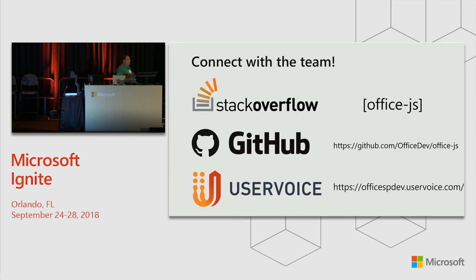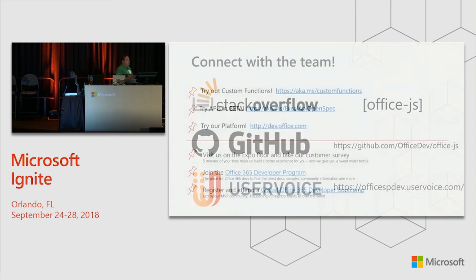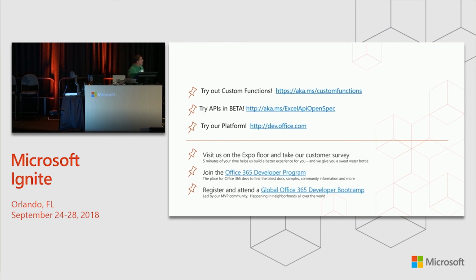And in UserVoice, if you feel that there is a feature that is missing, or something that we should do better, or any recommendations you have, you can upvote requests or create new ones. Also, here are some useful resources. If you want to know more about custom functions, just go to this website, aka.ms/customfunctions. There's also an open spec. We are one of the few teams at Microsoft that actually has the specs online.